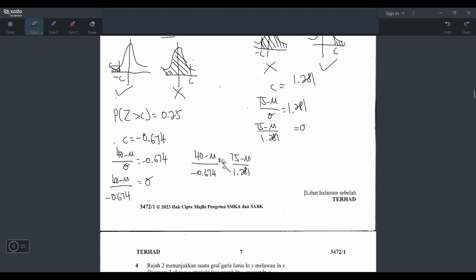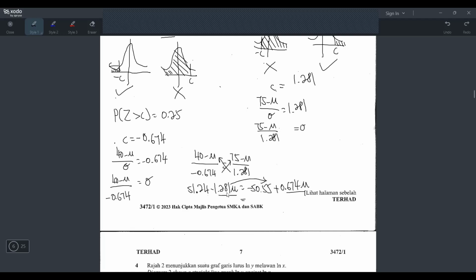And now I will cross multiply, and then it will be 1.281 times 40. You can use calculator to help you. Okay, let me press. My calculator gives me 51.24. And of course, you have to times with the mean as well, 1.281 mean. And then 75 times 0.674, which is 50.55, but there's a negative, so just put it there. And then negative times negative becomes positive, and then 0.674 mean, right? Okay, so now we can find mean. This one got mean, this one got mean.